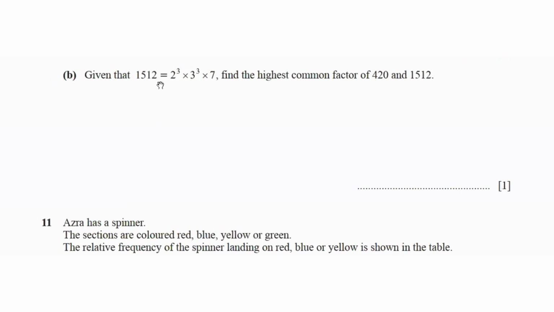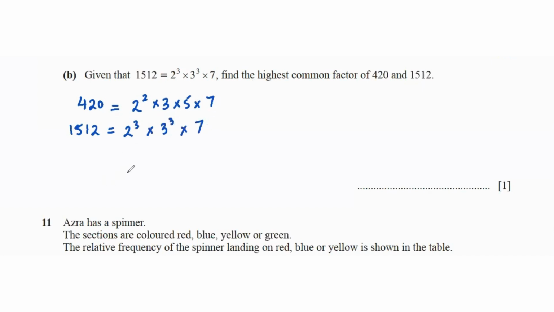Part B says, given that 1512 equals 2 cube times 3 cube times 7, find the highest common factor of 420 and 1512. Now 420 was 2 square times 3 times 5 times 7. And we have to find the highest common factor between these two numbers. So we have 2 cube, 3 cube, and 7.